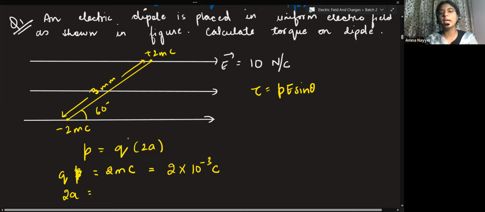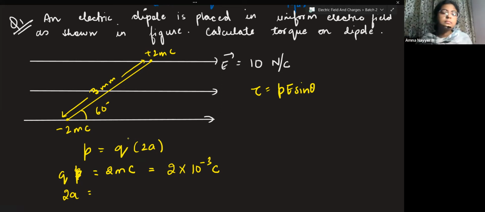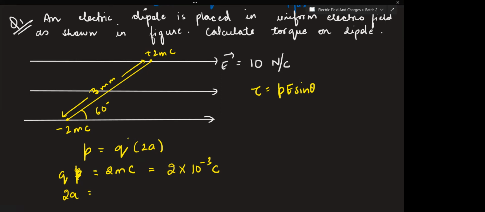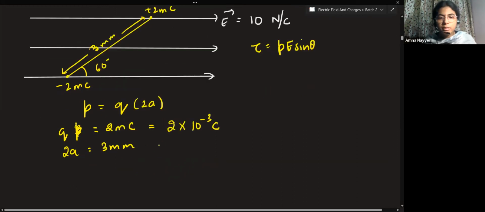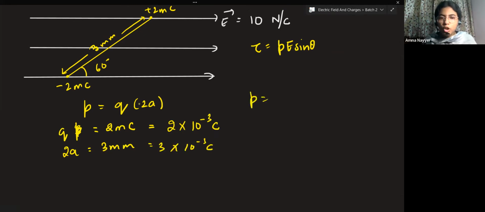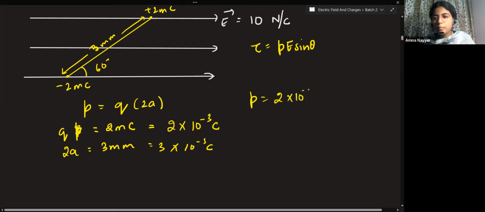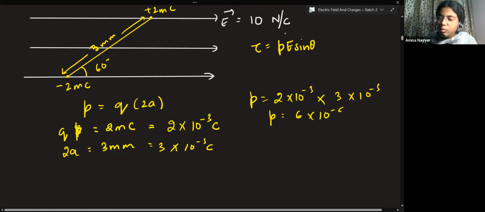Hamza, tell me what is 2A in this? 3 mm. 3 mm, correct. So 3 millimeters has to be converted into SI unit. This will be 3 into 10 to the power minus 3 meter. So now I have q, now I have 2A. I can get the dipole moment as q, which is 2 into 10 to the power minus 3, multiplied by 2A, which is 3 into 10 to the power minus 3. So this gives 6 into 10 to the power minus 6. I have the value of P.